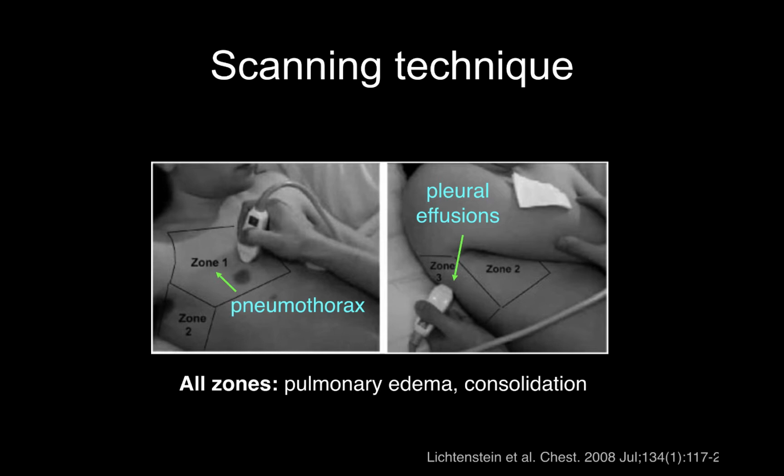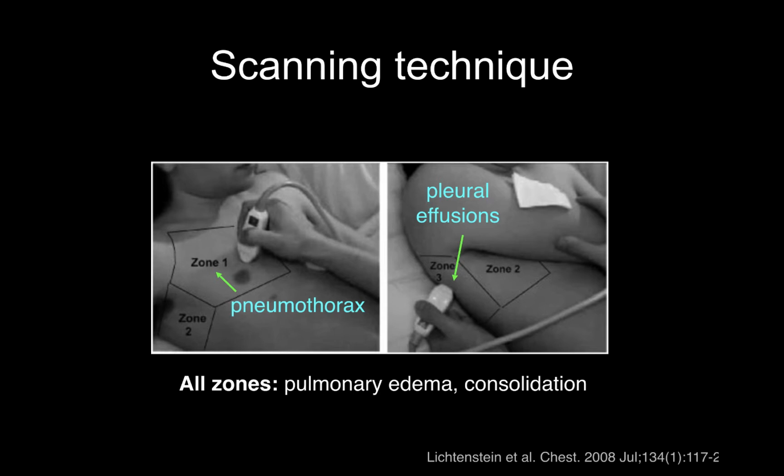In a supine patient, air flows to the top, so signs of a pneumothorax will be best seen on the anterior chest in zone 1. Water flows to the bottom, so pleural effusions obviously are more likely to be seen in the posterior chest in zone 3. And diffuse or patchy processes like edema or pneumonia can potentially be seen in all three zones.